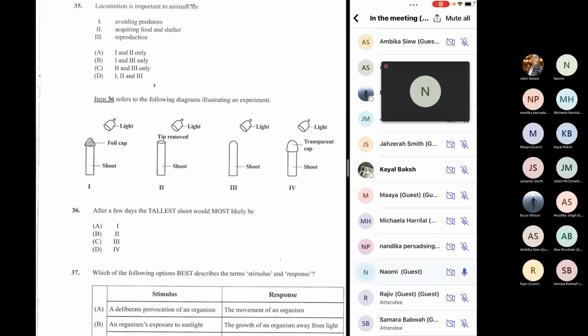If you remove the tip, that means you remove the auxins, so you're not going to have growth. If you put a transparent cap, well, okay, you're going to have light passing through. Transparent means light can pass through. Now, especially when it's a shoot, you need to have as much light as possible because it's now germinating, now developing. You need to have enough sunlight. So this one would have been C. Okay. All right. 37.